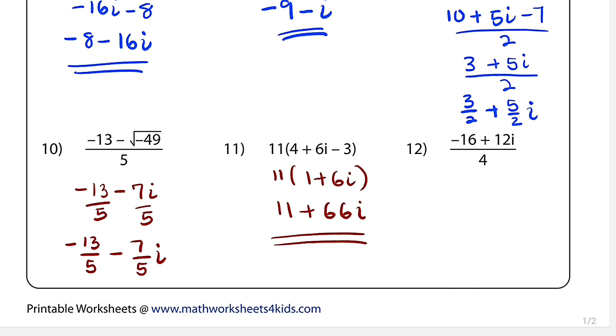And the last but not the least, we have negative 16 plus 12i all divided by 4. Both 16 and 12 can be divided by 4. So 16 divided by 4 is 4, but we have negative 16, remember. So this becomes negative 4, then plus 12 divided by 4 is 3. So we have 3i. This is now in standard form. So all you're after is to express them as z equal to a plus bi, and you are good to go.